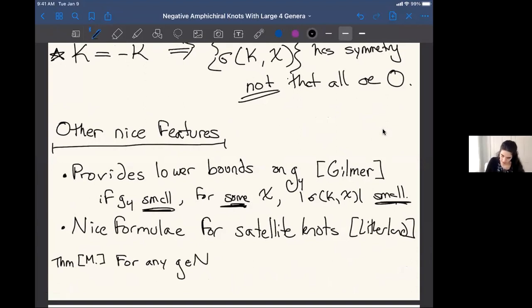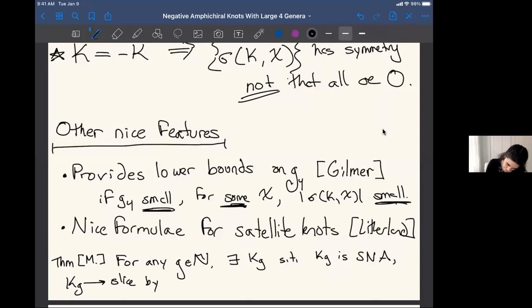you can find a knot KG, actually infinitely many, which are linearly independent in the right sense, because they're going to be 2-torsion, so they're not really linearly independent. So such that KG is strongly negative amphichiral. We know that we can transform KG to a slice knot by a bunch of positive to negative crossing changes, and such that the 4-genus of KG is strictly larger than G. So we can do what we want to do.